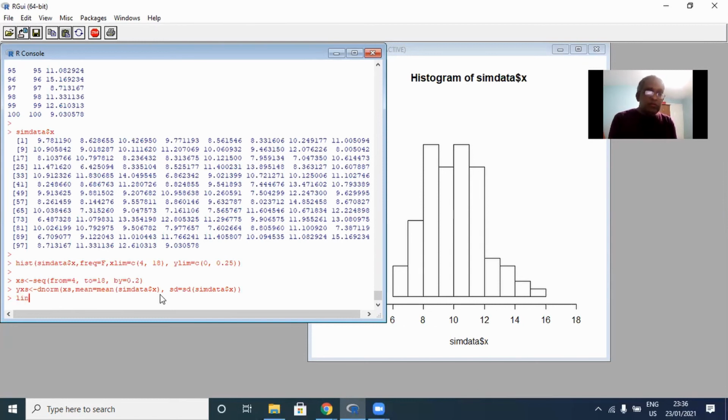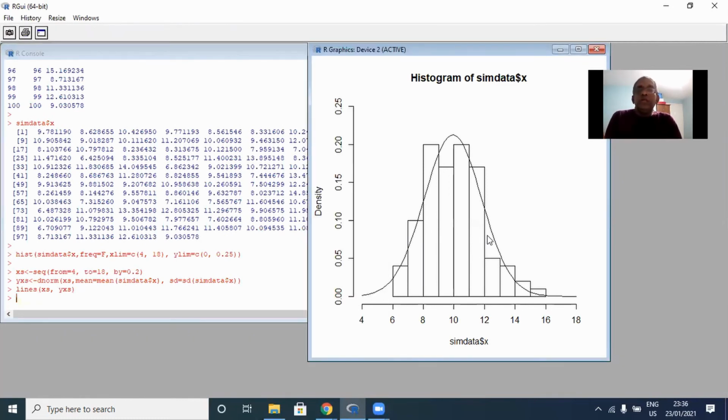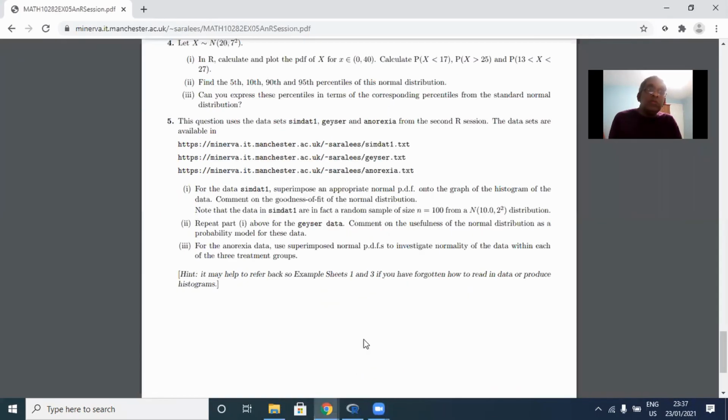Finally, you use the lines command to plot the PDF, and you see this. It looks like the normal distribution is a good approximation to the histogram. So that's the first part of exercise 5.